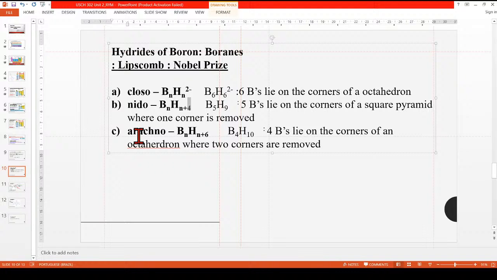Then in arachno it is BnHn plus 6. Okay, nido में क्या है 4, arachno में 6. Its example is B4H10. 4 borons lie on the corners of an octahedron, 2 corners are removed. So when it is BnHn 2 minus, all 6 atoms occupy corner places with no corner removed.